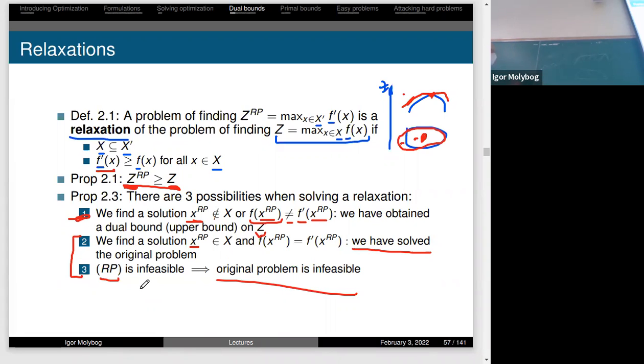And the closer your relaxation is to the convex hull of the domain and the objective function, the better it is, and the better the chance that you will end up with a relaxation that will solve your original problem. But constructing convex hulls is extremely hard. It's just very difficult. Sometimes it's just easier to solve the problem. Does it make sense? Cool.